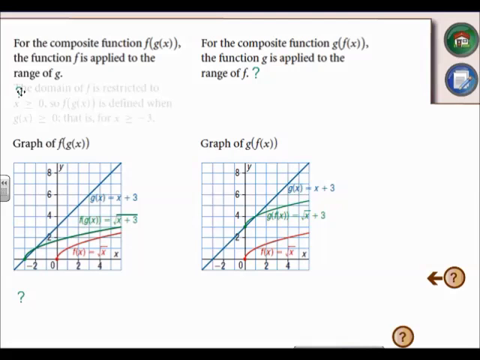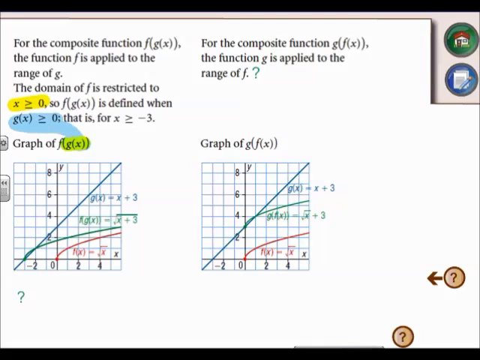So for this composite function now, the domain is restricted to x is greater than or equal to 0. We just talked about that. That's our outside function. Look at that. We know that f has to have an input value that's greater than or equal to 0, because that's where we can't take the square root of a negative number. So whatever we're going to put into f has to be greater than or equal to 0. And that's what they're talking about here.